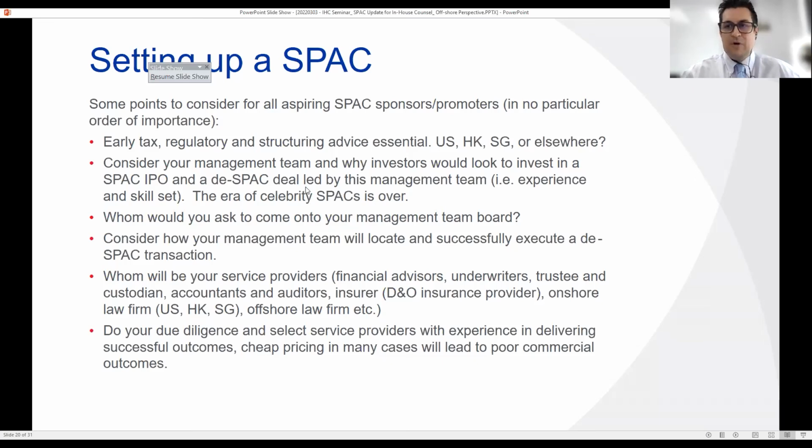And the whole point of doing these SPAC IPOs, if you are a promoter, is of course to build a track record and do SPAC number 2, number 3, number 4. So you want to make sure that you've got a good team in place to be able to develop that line of business.